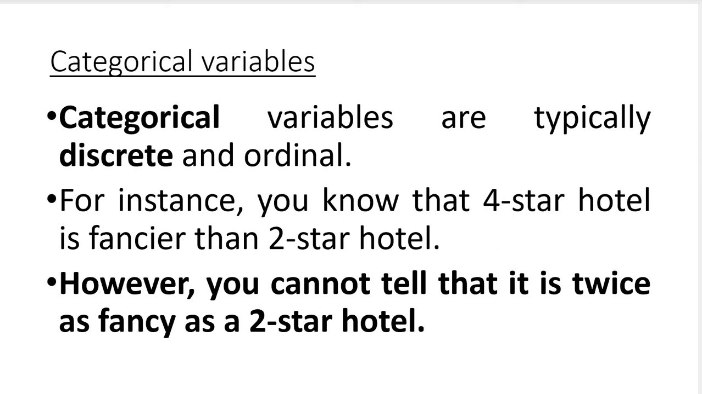However, you cannot tell that a 4-star hotel is twice as fancy as a 2-star hotel, because here we are dealing with an ordinal scale, not a cardinal scale. So you can say which one is better, but you cannot say by how much exactly when you use the ordinal scale. And as I mentioned before, typically categorical variables are the result of transforming qualitative data to quantitative data for the purpose of statistical analysis.